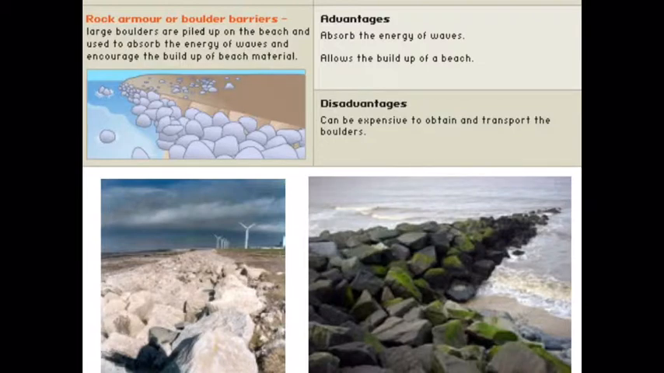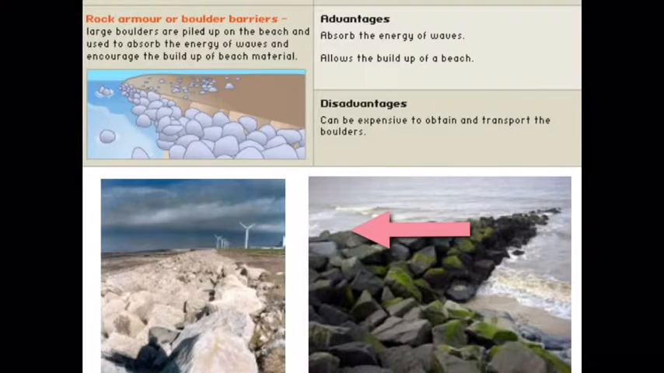So what happens is that a wave comes crashing in, and then all the energy is absorbed within the rocks themselves, okay, and dissipated within those rocks there. Okay, that reduces the energy of the waves. They can either be built along the coastline or at right angles to the beach. They can sometimes fulfill the same role as a groin.